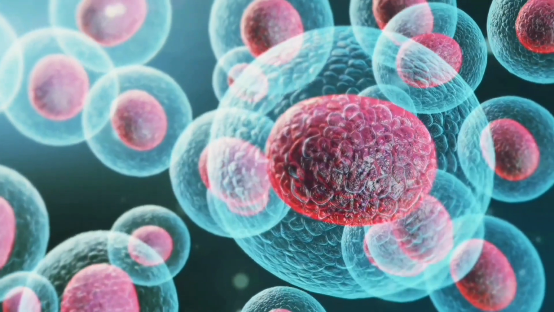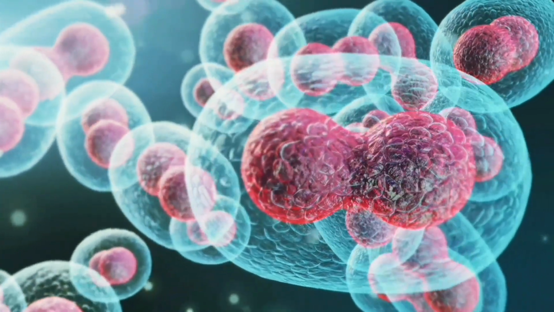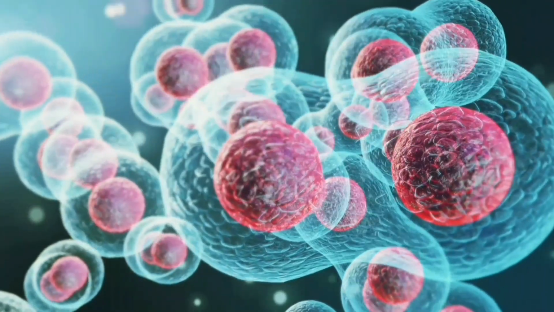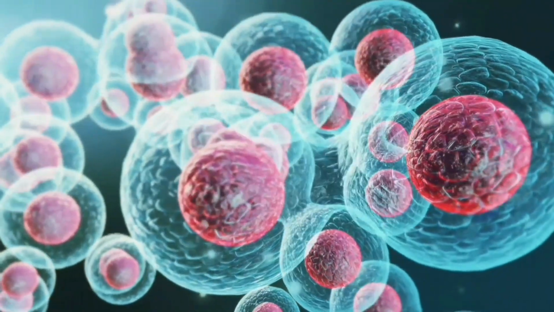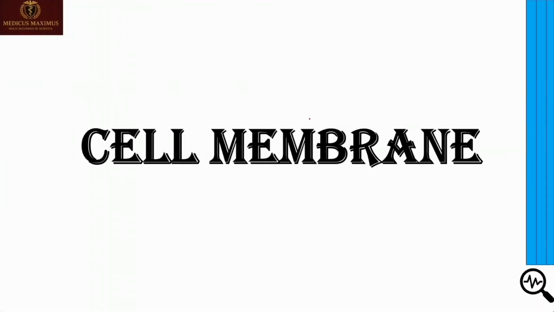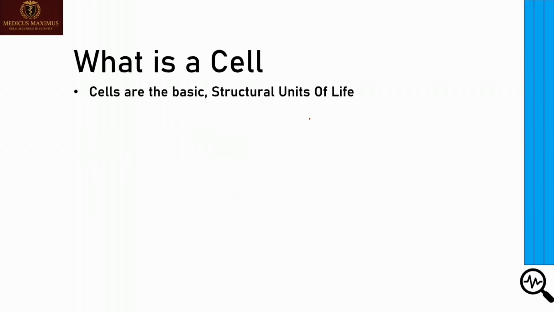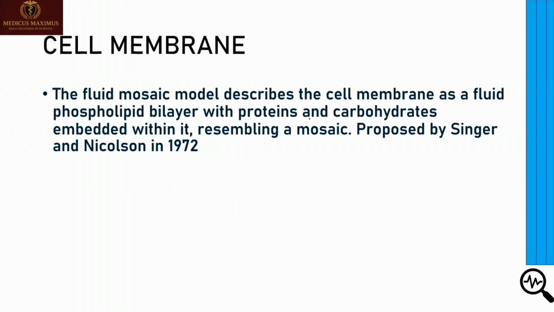In this video, we'll break down the fluid mosaic model, understand the lipids, proteins, and carbohydrates that make it up, and see why the membrane isn't just a wall, but a smart living interface. From biology, we understand that a cell is the basic structural unit of life. Now, what is a cell membrane?